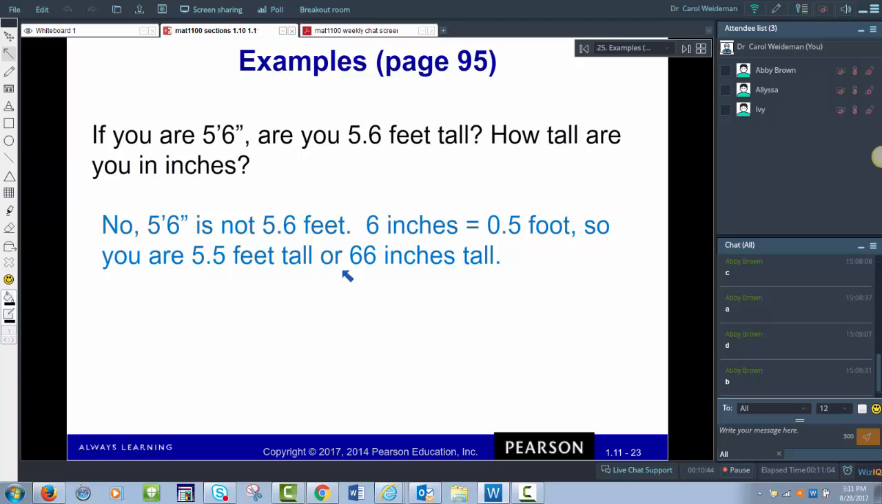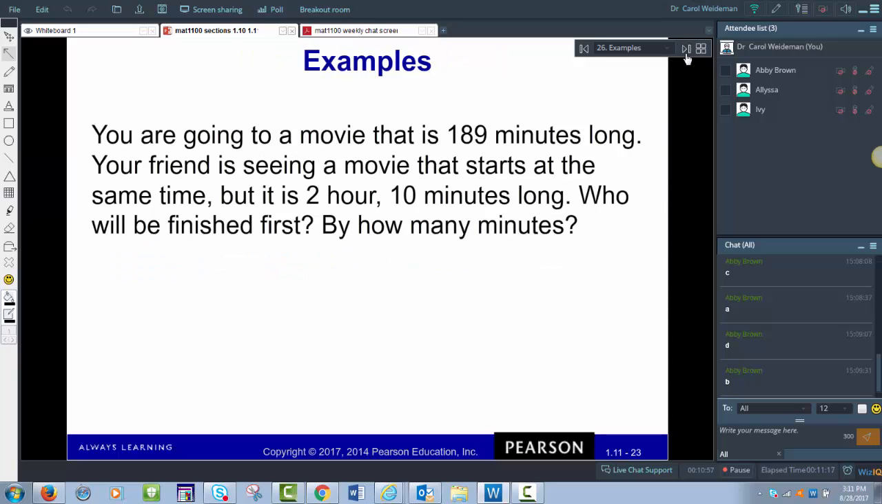So how did I get from feet to inches? I know there's 12 inches in a foot. So I multiply 5.5 times 12, or I simply multiply 5 times 12 and then add the 6. So you're 66 inches tall.